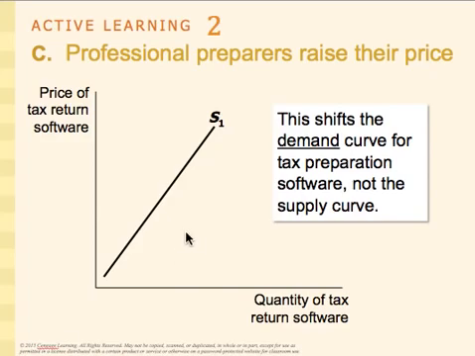So the supply curve is still there. It didn't affect your price at all. It didn't affect your input costs at all. Your price is the same. Your input costs are the same. But again, you're a tax return software supplier. This is your competition, your substitute. Remember we talked about substitutes just moments ago when we were talking about demand. When the price of pizza went up, what happened to the demand for hamburgers? The demand increased. So this is not a supply issue. You have to really think through this. When your competition, your substitute, raises their price, this shifts the demand curve for tax preparation software, not the supply curve.